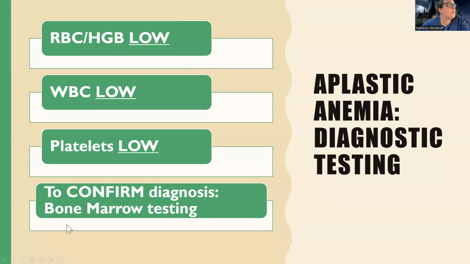So for their diagnostics, everything's going to be low. This is a little bit easier to remember, is that everything's low. My red blood cells, hemoglobin, low. White blood cells, low. Platelets, low. And then we might do bone marrow testing to see what's going on, because a lot of times they're just not making enough. So if we do some bone marrow testing, we want to see what's going on within the marrow.